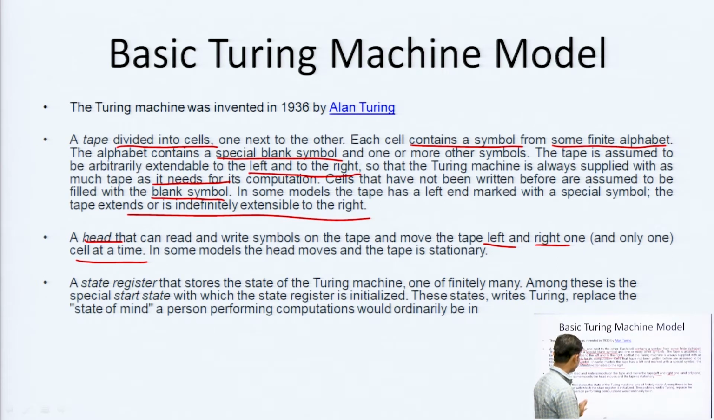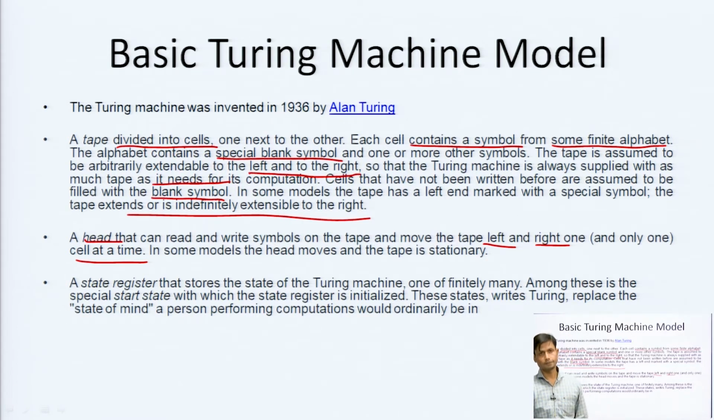And there is a state register, which stores the state of the Turing machine; there are only finitely many states. Among these there is a special start state. The machine starts from the start state and continues computing, and when it reaches an accepting final state, the input is accepted.